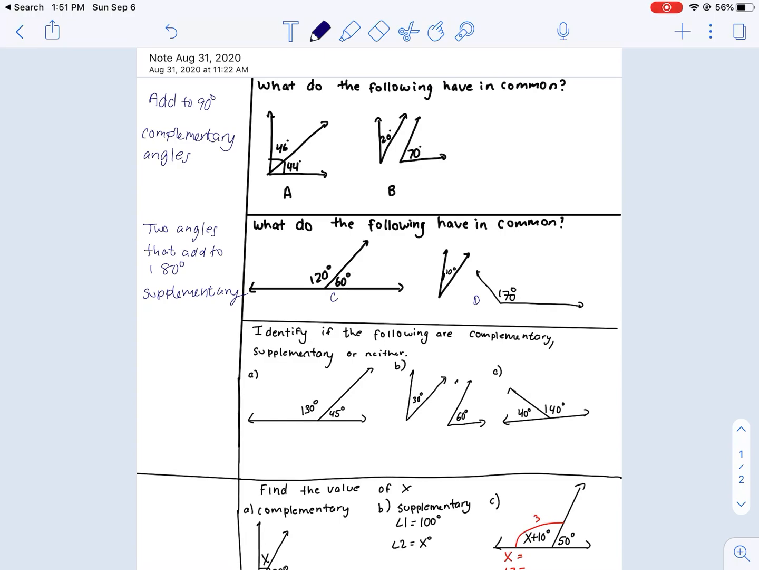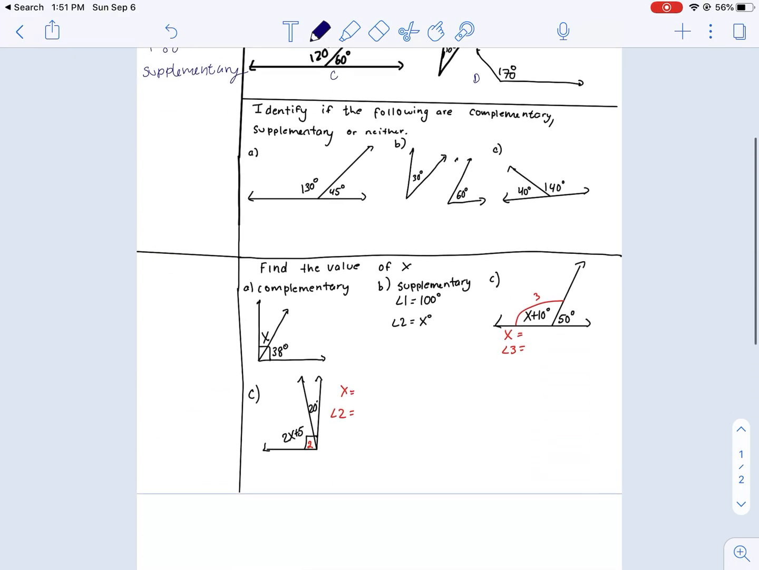So complementary adds to 90. Think of it as C. It adds to the least. And the next is supplementary, adds to the more. So that's the 180.